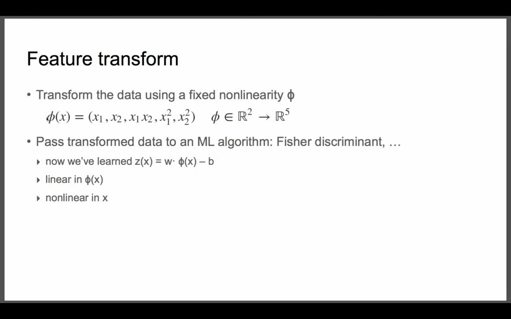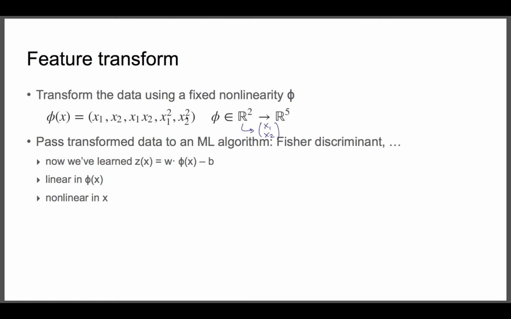So if we define the function phi of x to be this function, it takes a two-dimensional vector, which we're writing as x1, x2, and maps it to a five-dimensional vector where we've just kept the x1 and the x2, and then we've added x1 times x2, x1 squared, and x2 squared. So this gives me a five-dimensional vector. And now I can try and learn a linear discriminant on that five-dimensional vector, and I might do a better job than I could possibly have done in the original 2 dimensions.